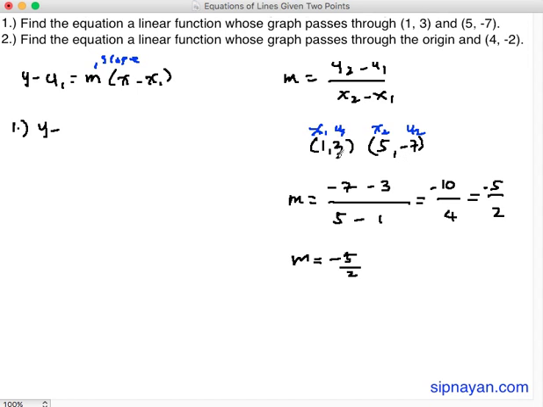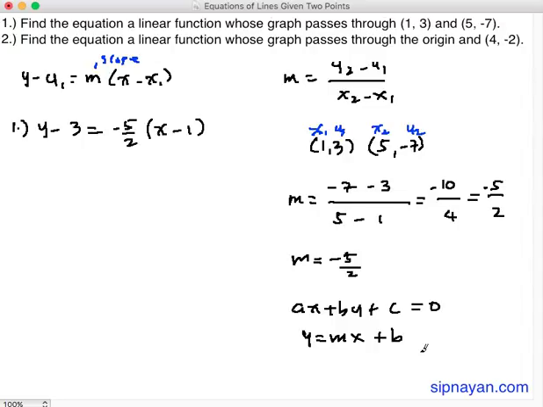So, we have y minus y sub 1 is equal to negative 5 over 2 times x minus x sub 1. Actually, pwede na to. Pero usually, ang ginagawa natin is sinisimplify natin siya dun sa ax plus by plus c equals 0, pinaka-standard form niya, o sa isang form na y equals mx plus b.